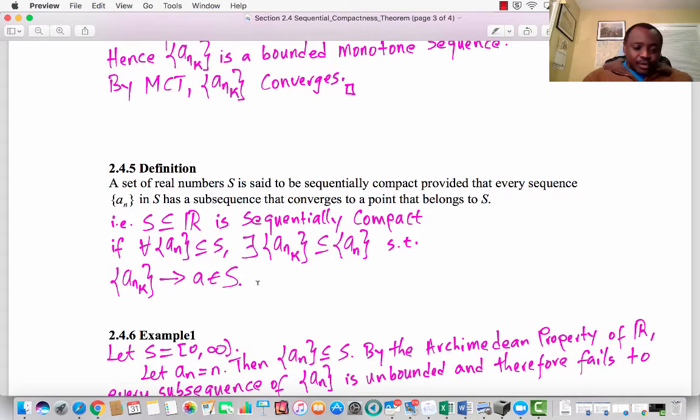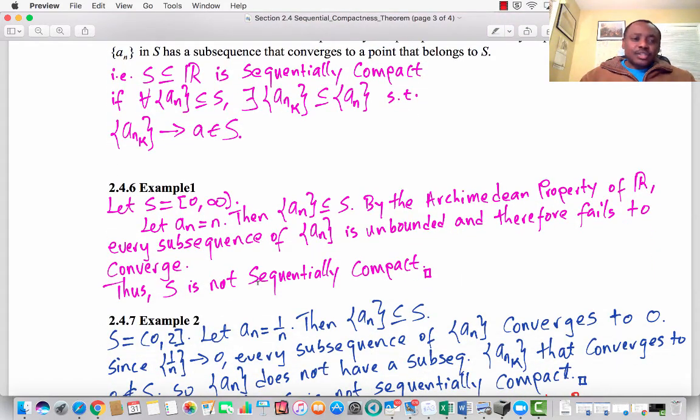If that holds, then we say that S is sequentially compact. Now let's look at a few examples. Subsection 2.4.6, Example 1. Consider the set S equal to the interval [0, infinity). Now define the sequence a_n equals n. Then this sequence is clearly in S.